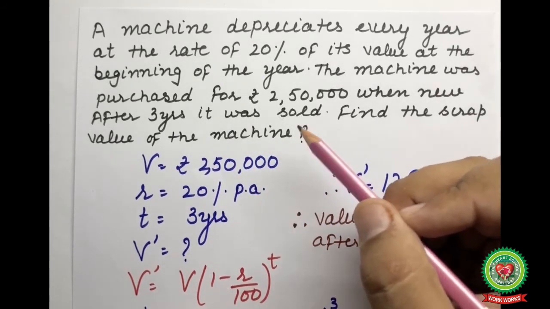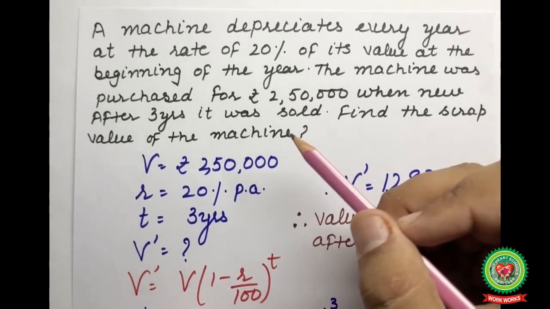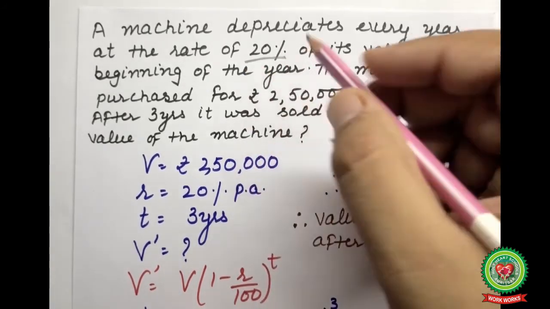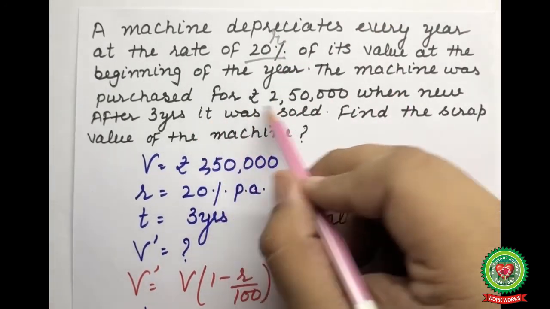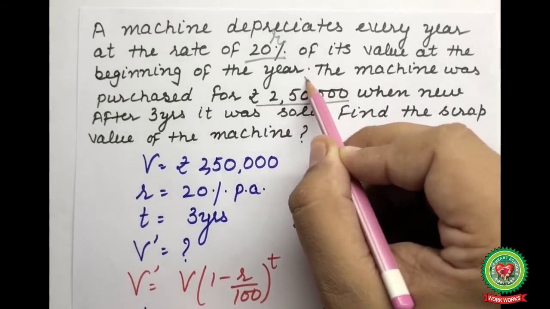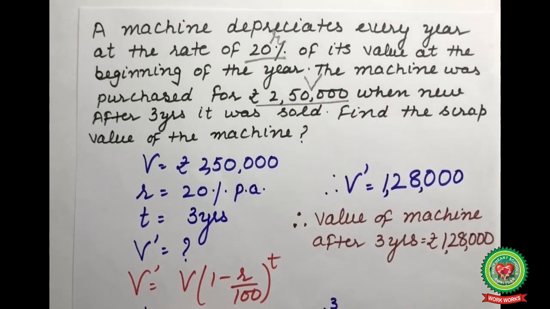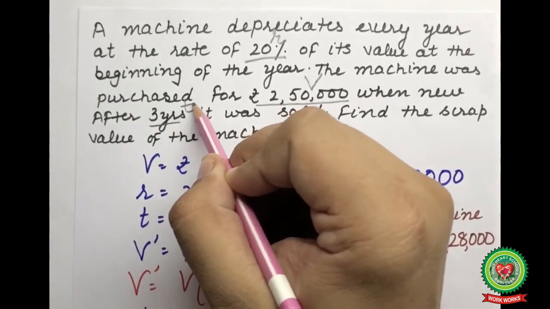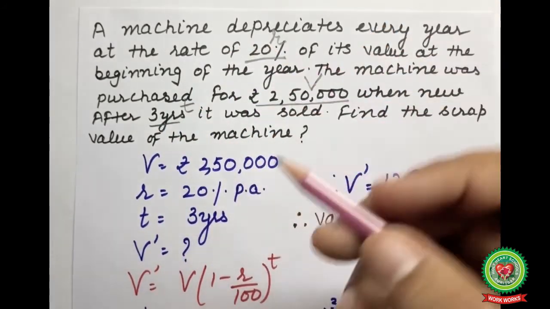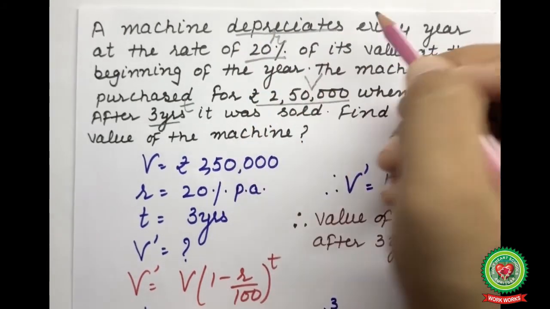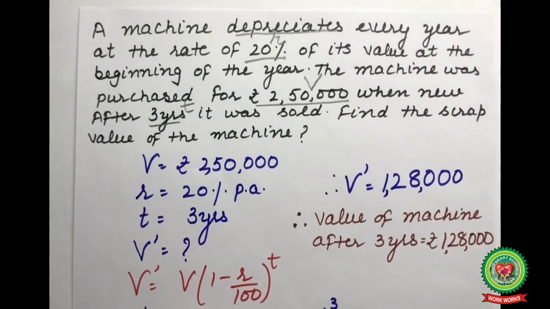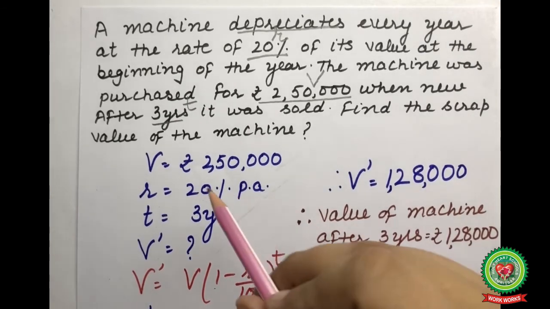So students, let us find out what is given to us in this sum. So 20% is the rate percent. Machine purchased for rupees 2,50,000, that is the value of V. 3 years, that is the time period. And we need to find V dash. Now, as the word depreciate is there, so we are going to use the formula of depreciate. That is the formula having a sign of minus.